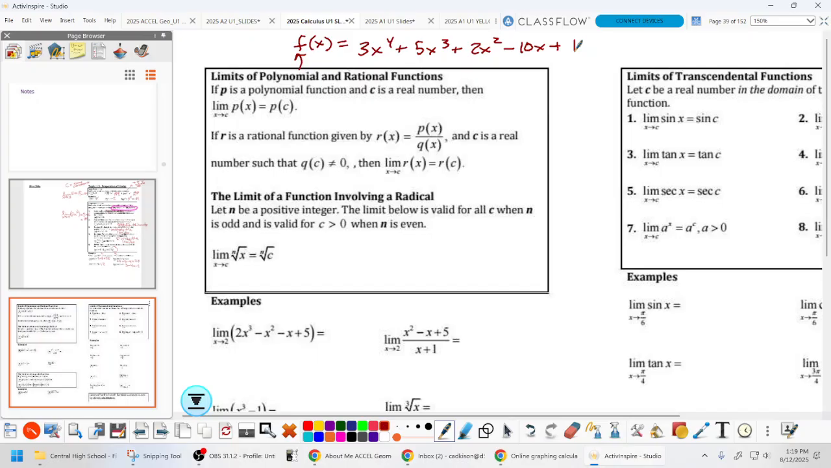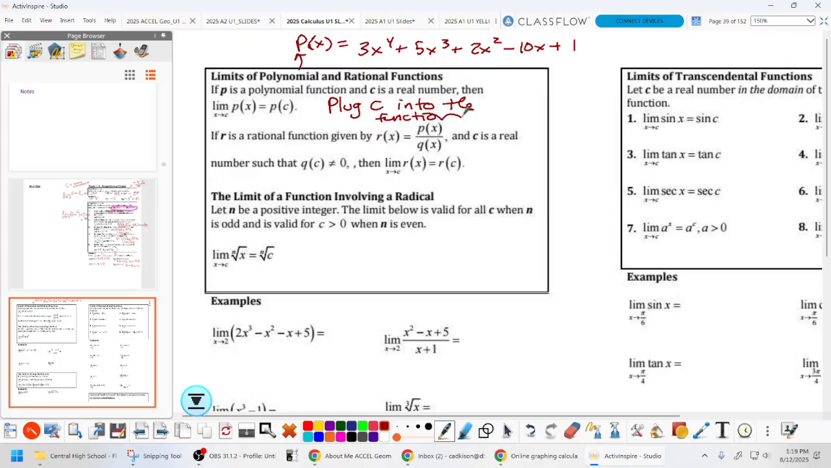Okay, it says if p is a polynomial function, I should have used p of x there just to keep consistent with that. And c is a real number, so we're approaching some real number. Just plug it in, that's all it means, right? The limit just means plug it in. Plug c into the function. Now the trick there is to make sure it's a polynomial function.